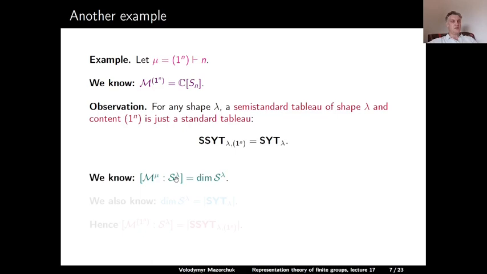We know that for any lambda, the multiplicity of the corresponding Specht module S^lambda in M^mu is just the dimension of S^lambda. And we also know that the dimension of S^lambda is equal to the cardinality of the set of all standard Young tableaux of shape lambda. Hence, the multiplicity of S^lambda in M^(1^n) is equal to the cardinality of the set of semi-standard Young tableaux of shape lambda and content 1^n.